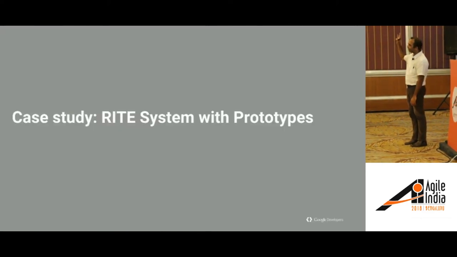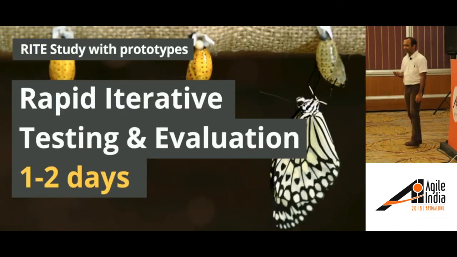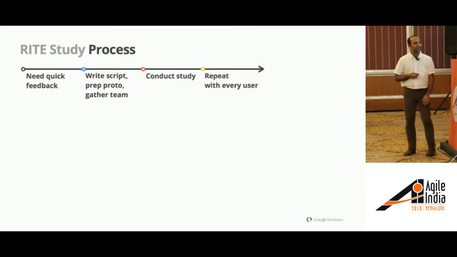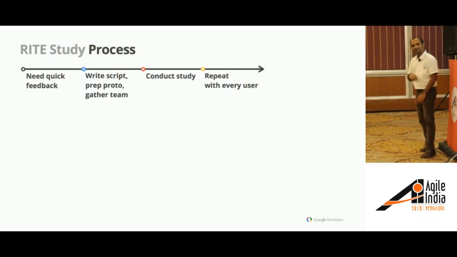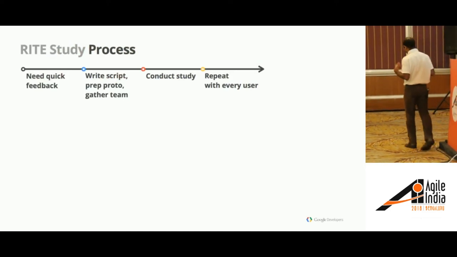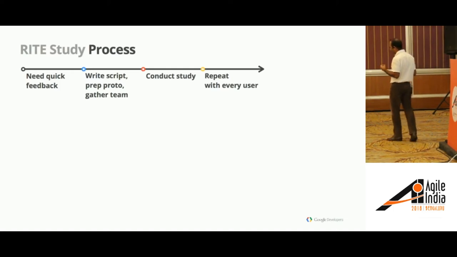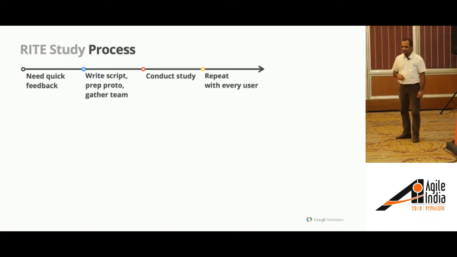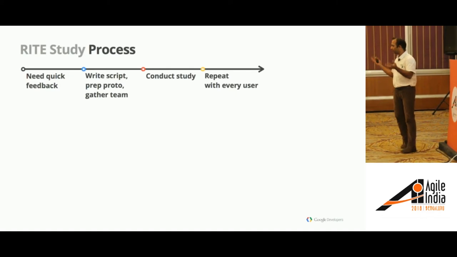Right system with prototypes, has anybody heard of it? It's basically rapid iterative testing. You could use it with multiple scenarios. Let's take an example of Google search.